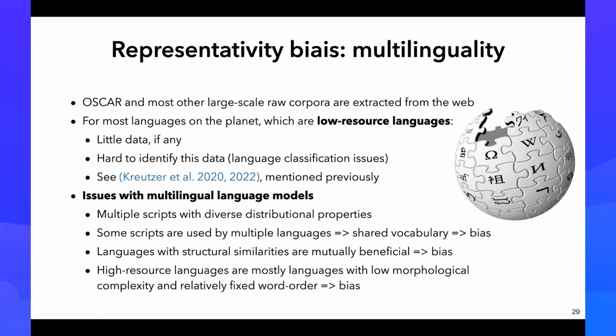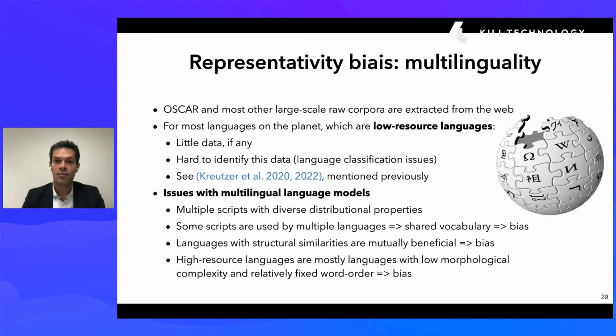Now that we have said that, let's go back to representation biases and representativity biases. Let's start with the representativity biases, and in particular, biases related to multilinguality. OSCAR and most other large-scale raw corpora are extracted from the web, as we discussed earlier on. But for most languages on the planet, which are called low-resource languages, there is little data, if any, on the web. And moreover, it's hard to identify this data, as discussed earlier on.